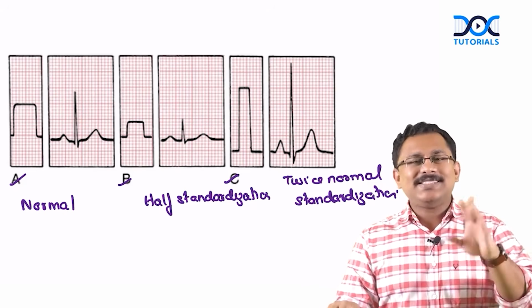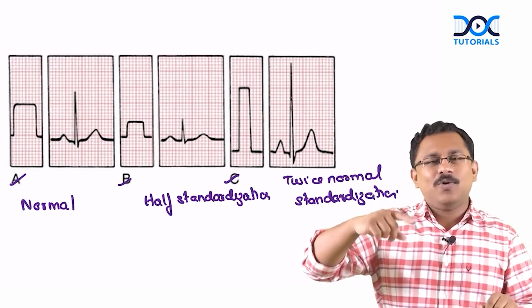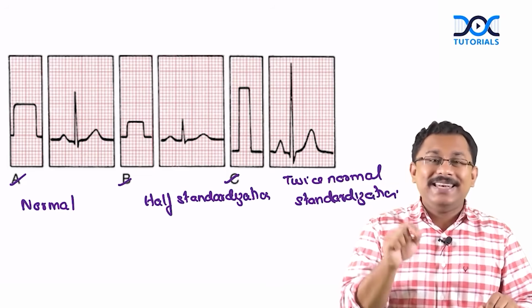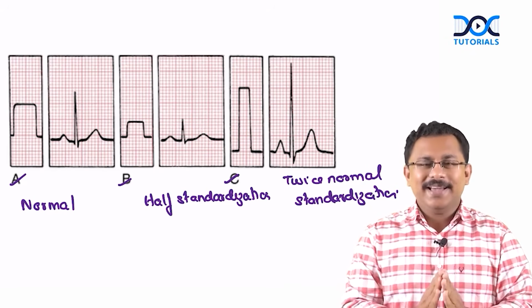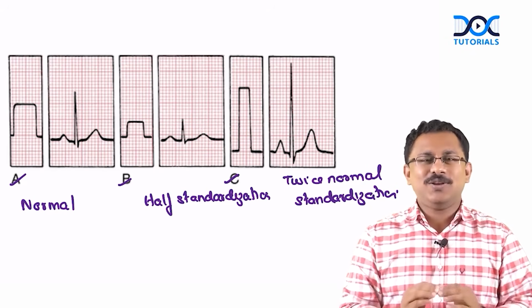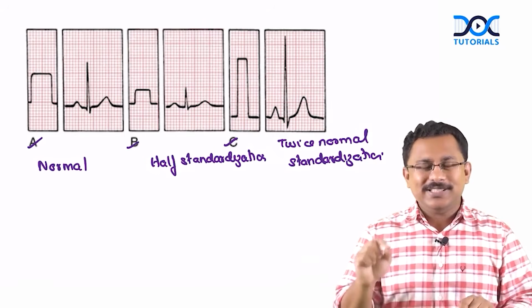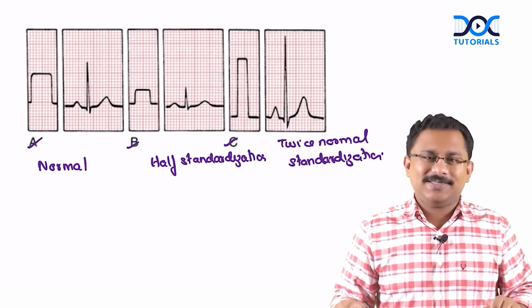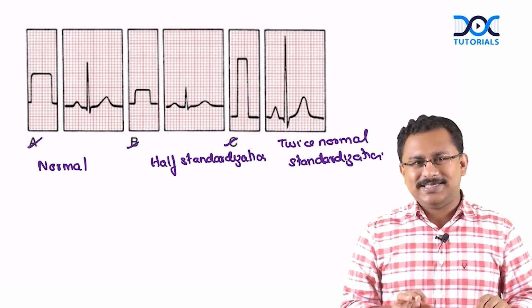So if the ECG is not adequately standardized, the deflection for 1 millivolt can either be above 10 mm or below 10 mm. That can interfere with your reading of ECG. Which is why it is very, very important to check if the ECG is adequately standardized or not, because otherwise you can make errors. So I hope you understood what this standardization is.